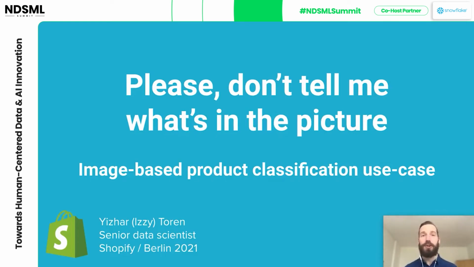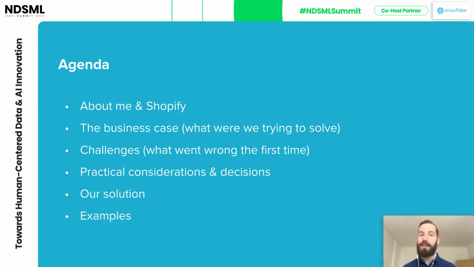Today I want to talk to you about how we got started doing product classification at Shopify. I'll start by telling you a little bit about myself and the company. I'll walk you through the problem we were trying to solve, or the business case, what almost immediately went wrong as we were trying to solve it, and how we got around the different problems we encountered, show you my solution, and describe some examples.